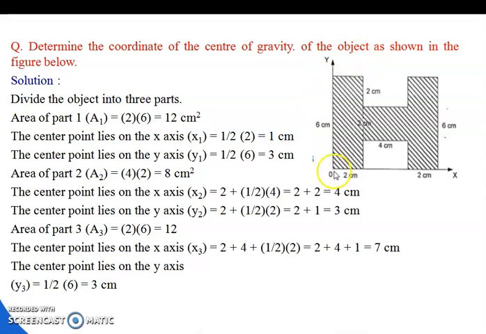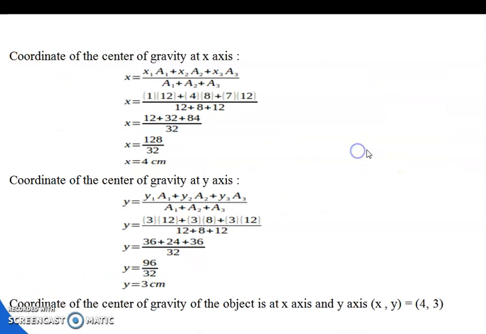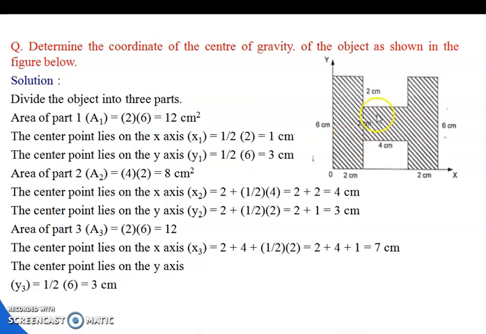Here you can see that this figure is a combination of three rectangular shapes. One is this section, another is this section, and the third one is this section. So we have to calculate each of these sections, and then by combining these three sections we have to find out the center of gravity. First of all, divide the object into three parts. As I said, this is part 1, this is part 2, and this is part 3.